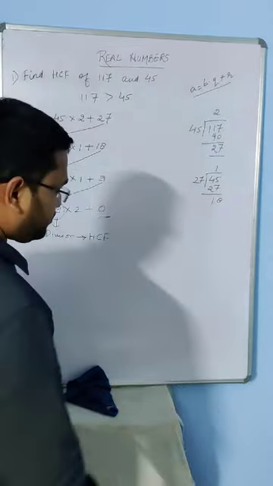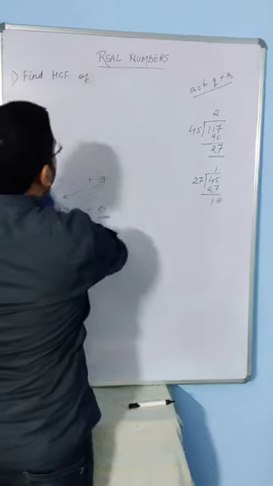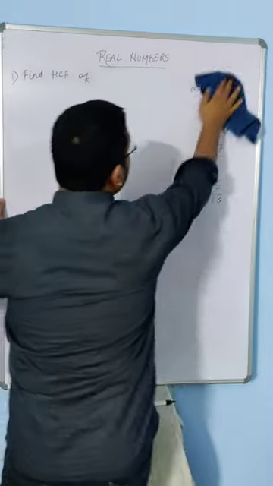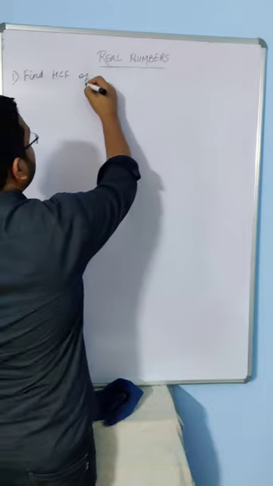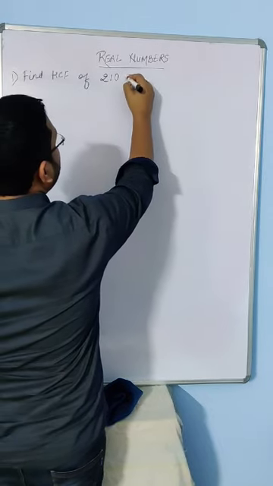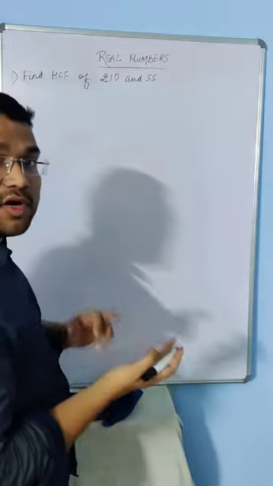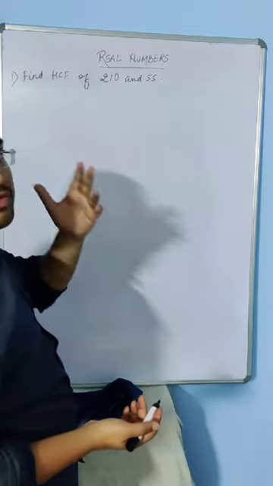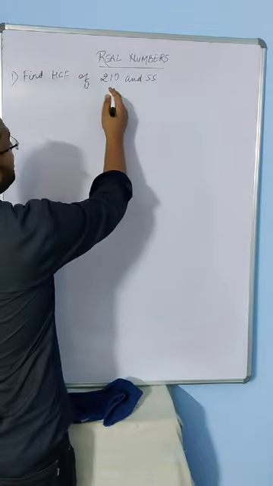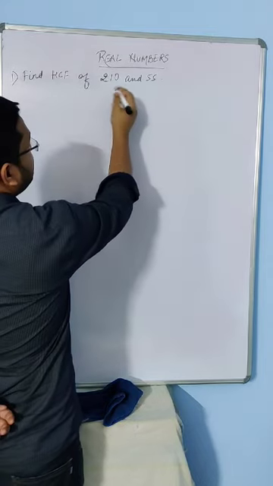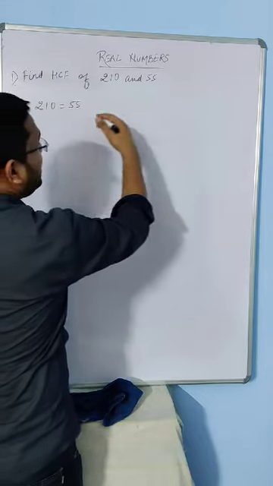Now let's take another problem. Find the HCF of 210 and 55. Again we will go with the same method. The process and the method will be the same. And what was the method? That dividend is equal to divisor into quotient plus remainder. Since the greater number has to be taken as the dividend, and here 210 is greater than 55, dividend is equal to divisor into quotient plus remainder.